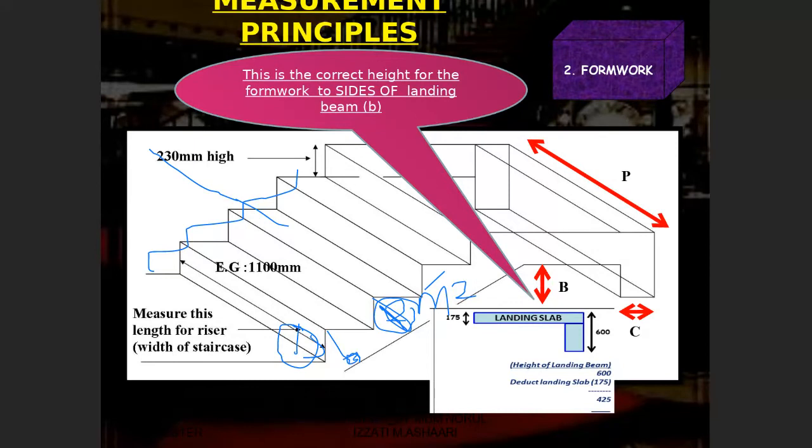Okay, item number three that I discussed just now. Item number three, we have edges of the landing slab. So here there are three edges of the slab. 1, 2, and here.